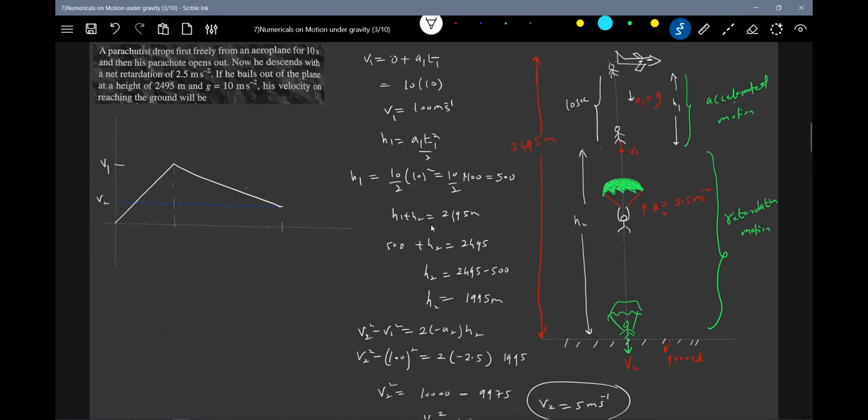Okay, this is the time, 10 seconds. After what time will you strike the ground, can we calculate? Yes, we can calculate that also. V2 equal to V1 minus... V1 is how much? V1 is 100, minus 2.5 into T2. V2 we know, 5, so 5 equal to 100 minus 2.5 T2.